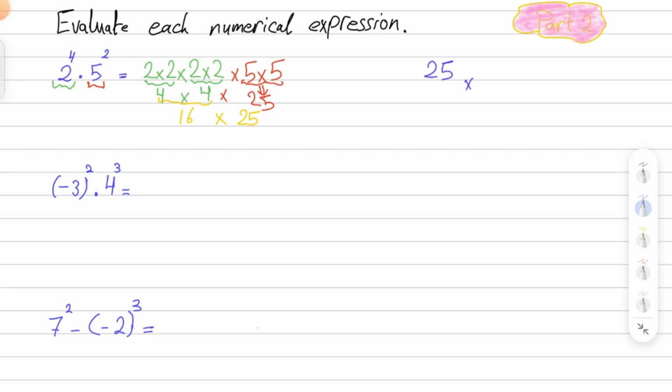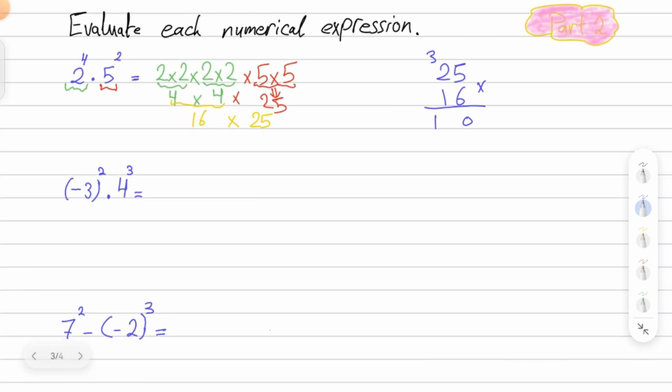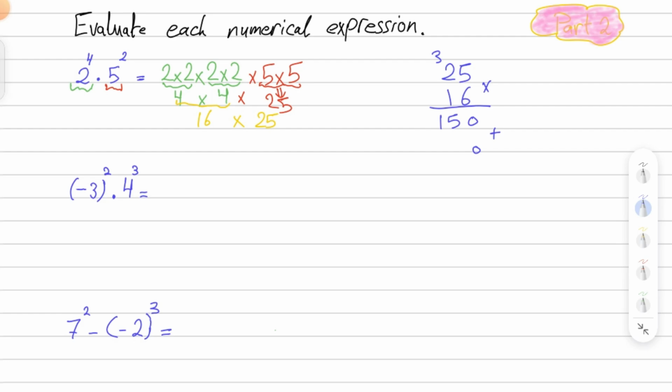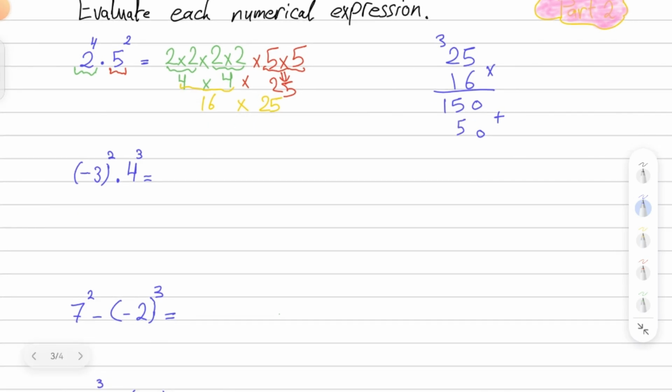25 times 16. 6 times 5 is 30. 0 down and 3 up. 6 times 2 is 12. 12 plus 3 is 15. Plus 0. 1 times 5 is 5. 1 times 2 is 2. Let's add: 0, 10, 2 plus 2 is 4. So the answer for this numerical expression is 400.